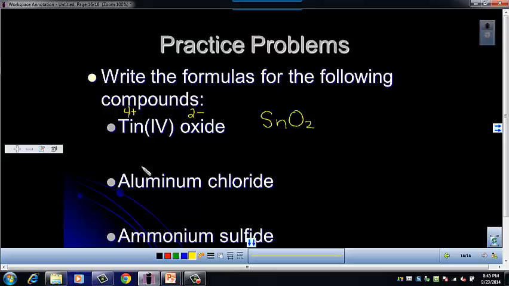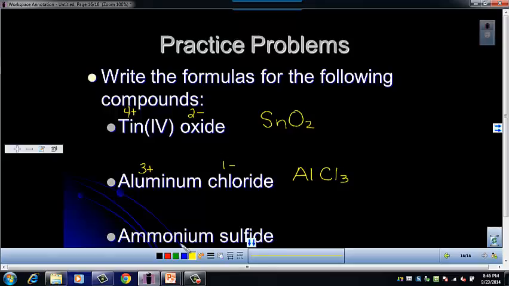Okay, look up the charges for the rest of these elements. Aluminum would be 3 plus. Chloride is 1 minus. So in order to make a neutral compound, the least common multiple of 3 and 1 is 3. So we need 1 aluminum and 3 chlorines, AlCl3.